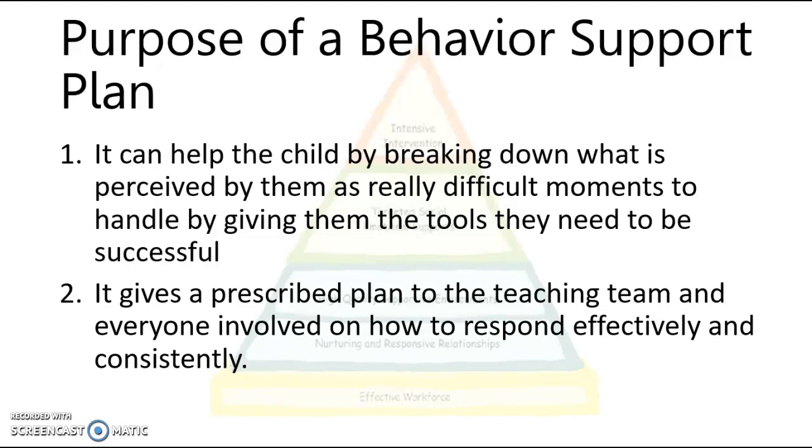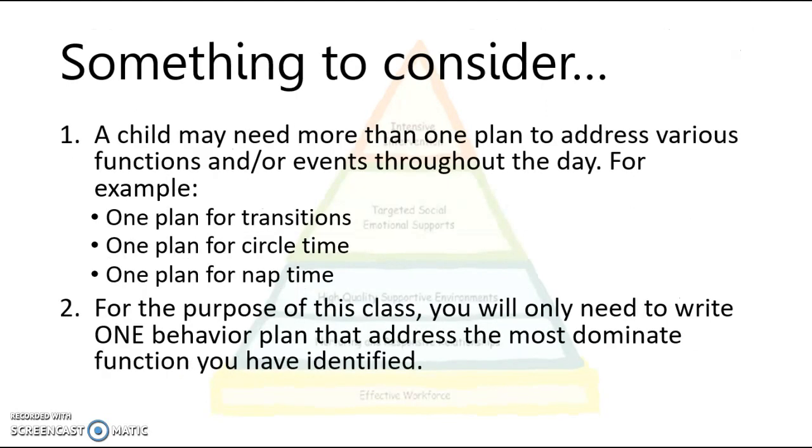A few things to consider, though, is that a child may need more than one behavior plan in place to address maybe more than one function, because it is possible that a child has more than one function in their behavior, or different events throughout the day. So if they have a different plan for the different functions, maybe they need one plan to help them manage transition times. Maybe they need a different plan for circle time, and then maybe another plan for nap time. Or maybe they need a different plan for helping them learn how to request attention or request objects or items. So you might need more than one.